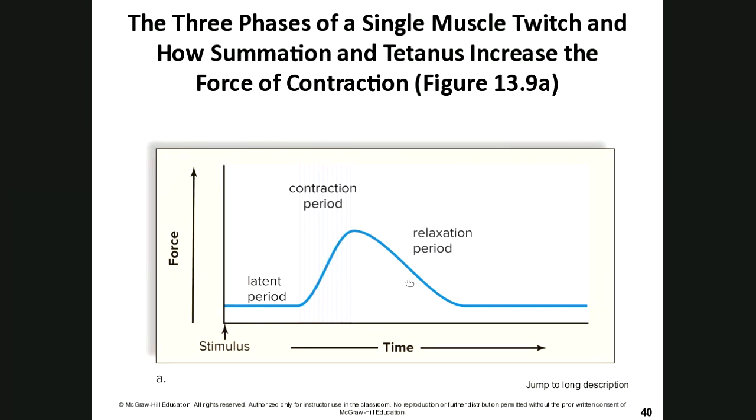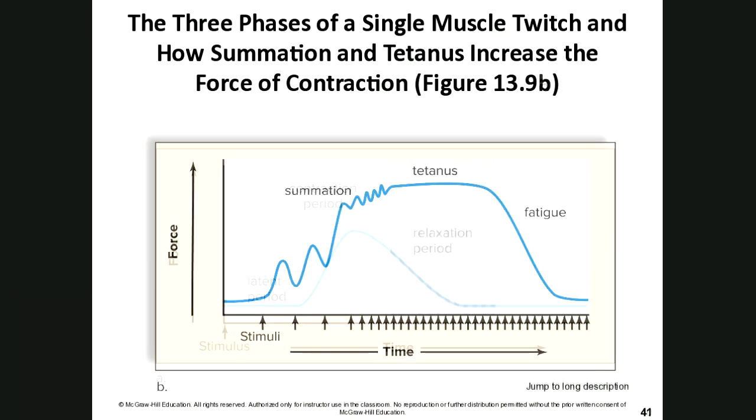So those are those 3 phases of a muscle contraction. We also have 3 phases of a muscle twitch. And what happens here is that notice that we have force and we have time. Over time, the amount of force generated or contraction within a muscle can increase over time to a point.